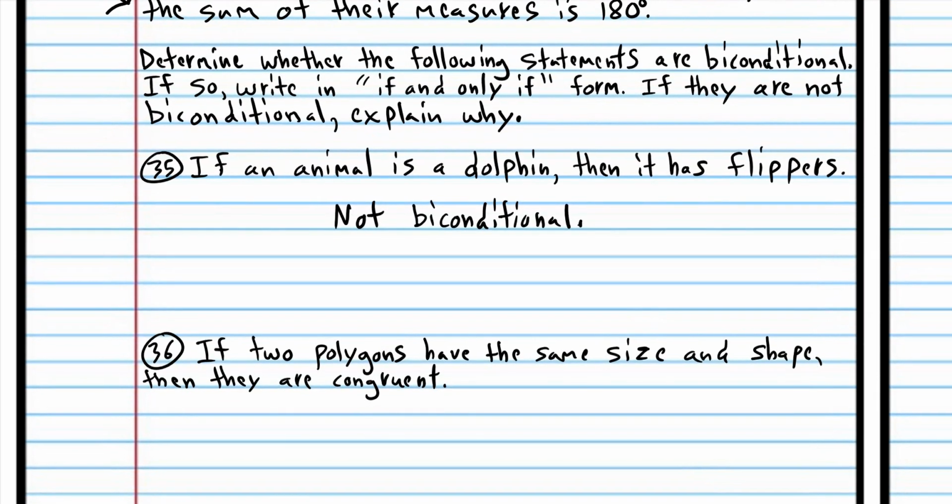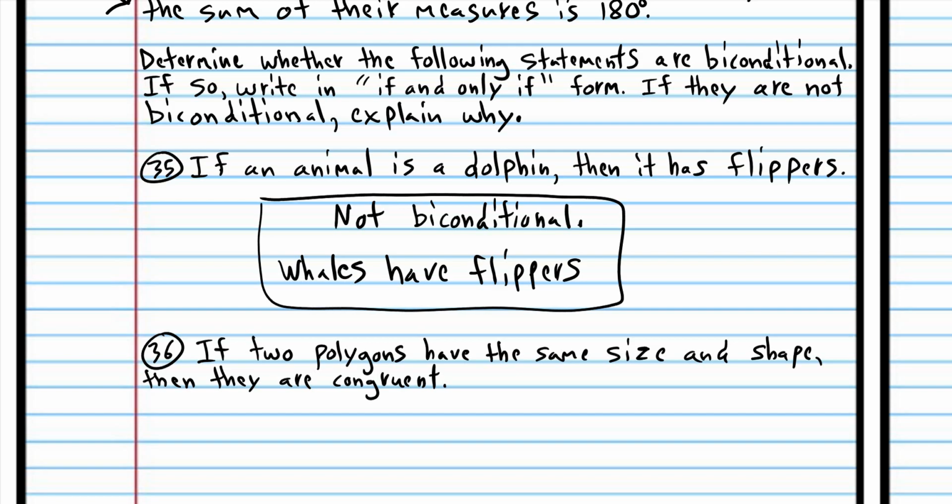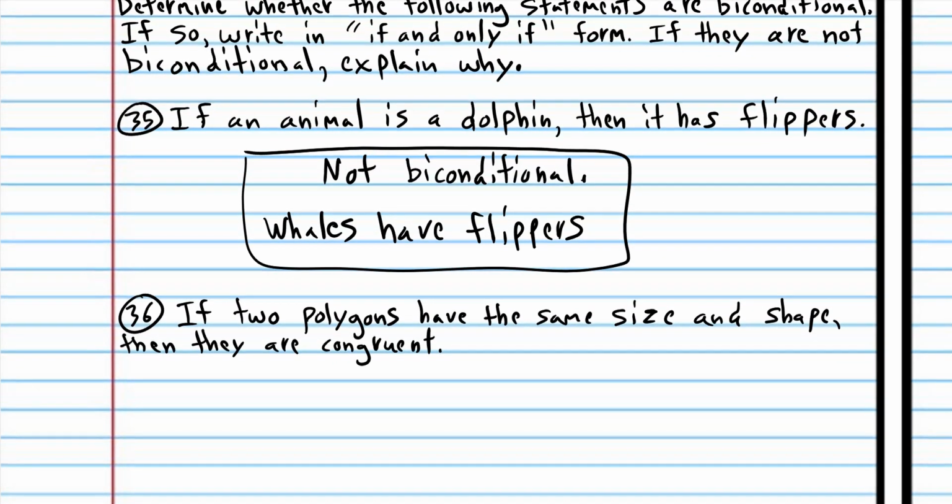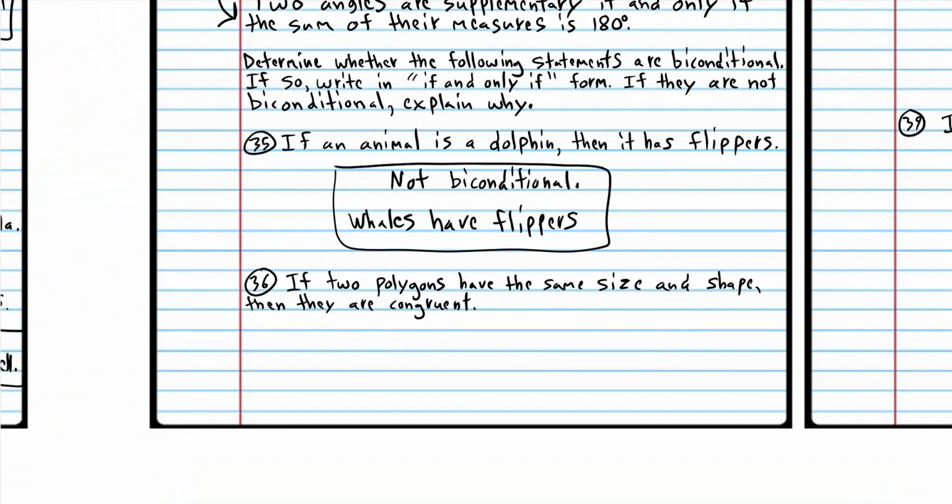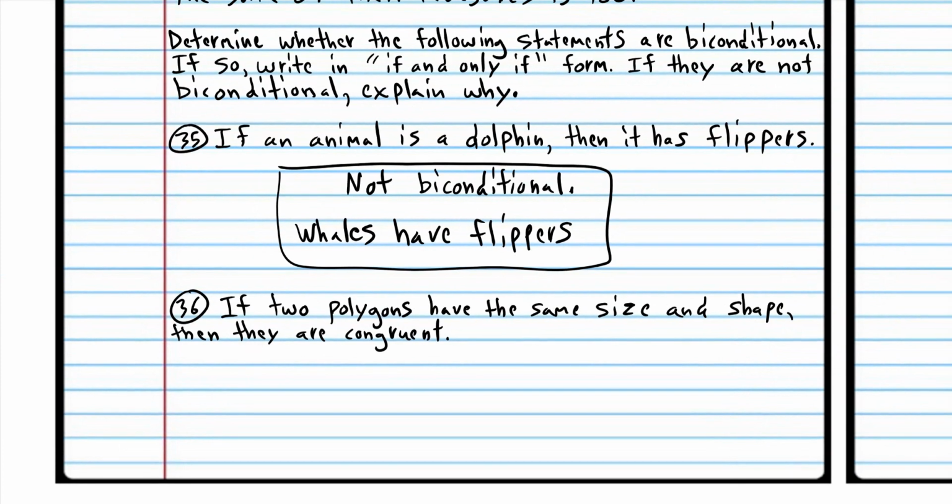Let's see. So we can just say whales have flippers. If you said something like that, that's good enough. All right, so again, the converse is not true. So now it's time for you to try a problem. Try 36, do your best job, and when you come back, we'll do it together.